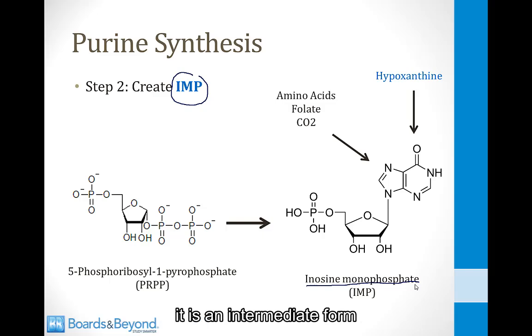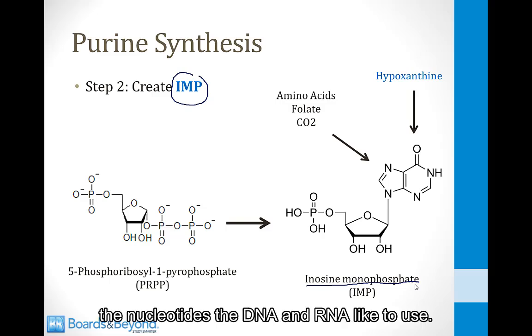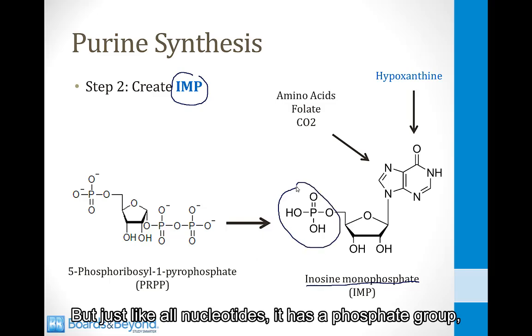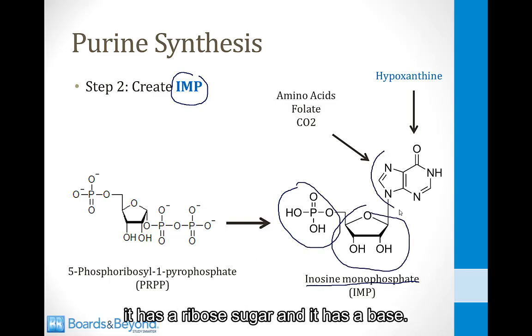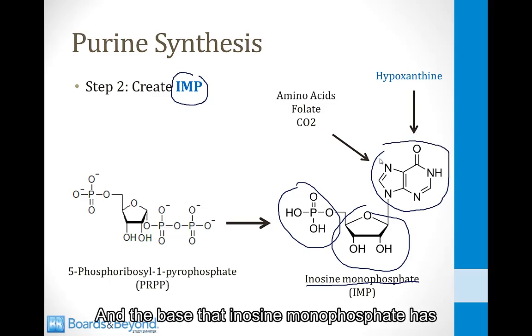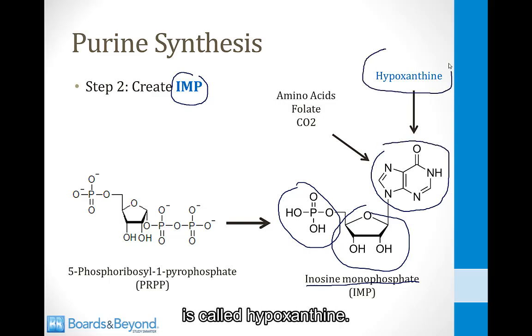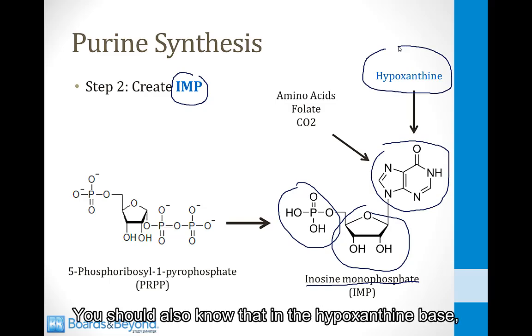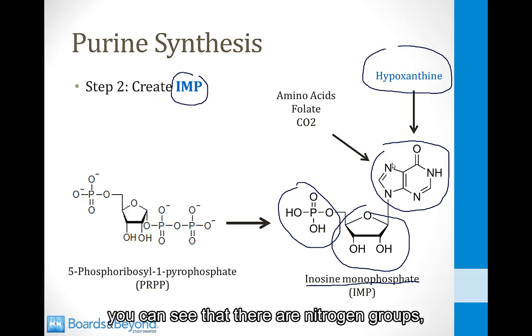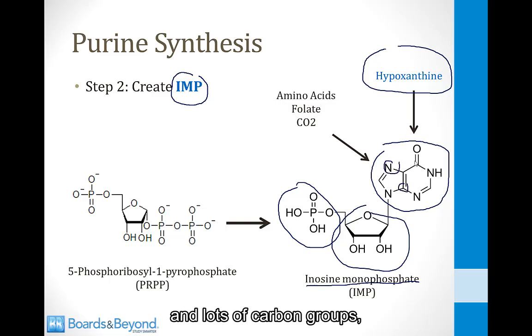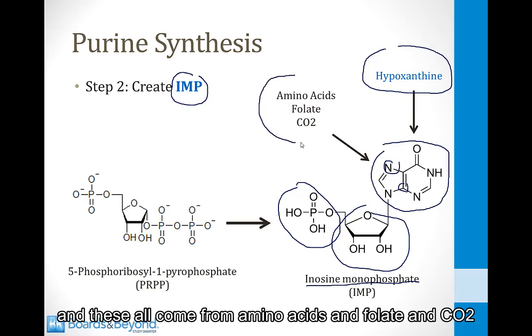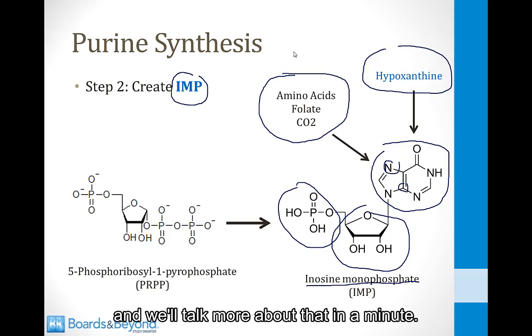It is an intermediate form that is used to synthesize the nucleotides that DNA and RNA like to use. But just like all nucleotides, it has a phosphate group, a ribose sugar, and a base. The base that inosine monophosphate has is called hypoxanthine, and we'll talk a little more about that in the next few slides. You should also know that in the hypoxanthine base, you can see nitrogen groups and lots of carbon groups, and these all come from amino acids, folate, and CO2, and we'll talk more about that in a minute.